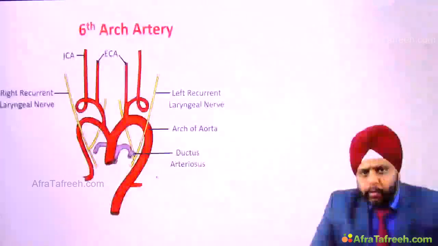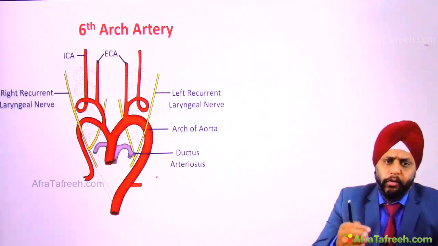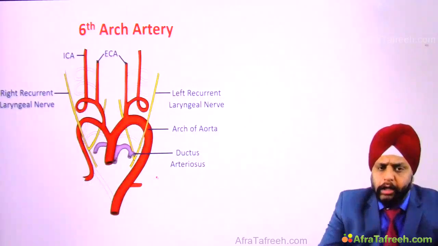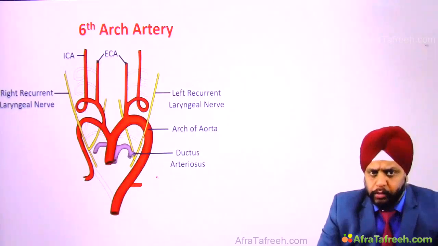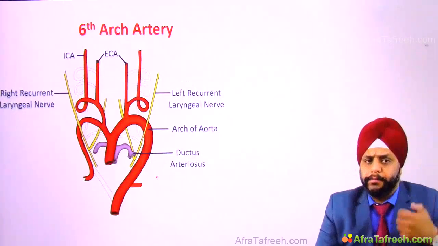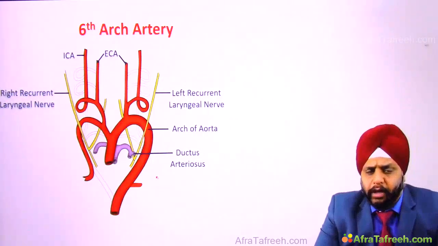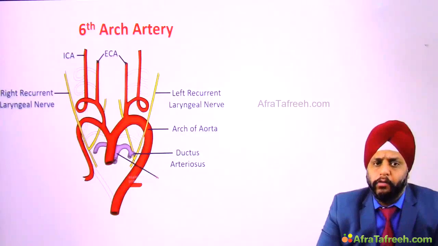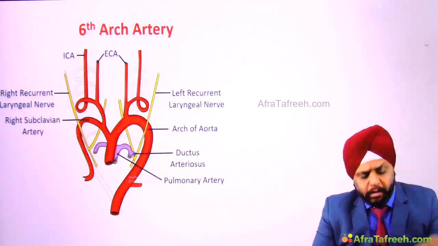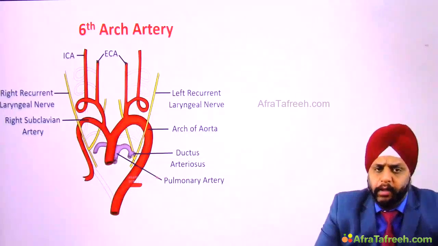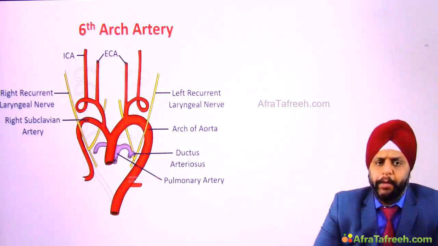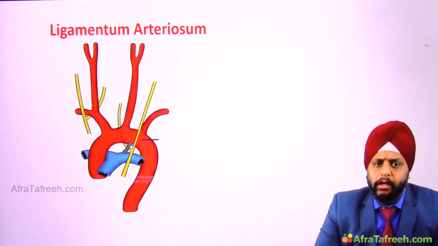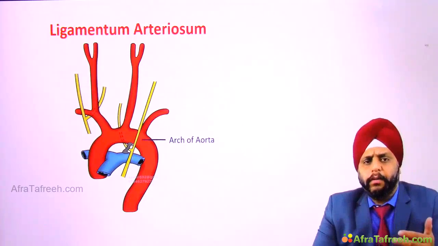Now because of this ductus arteriosus, the left recurrent laryngeal nerve has to go down and take a turn around the ductus arteriosus. So recurrent, going down and coming back, right? Whereas on the right side, the sixth arch artery as well as the fifth arch artery both disappear. So the nerve comes to lie over here and takes a turn around the right subclavian artery, right? Now, the ductus arteriosus in later age after birth forms the ligamentum arteriosum.